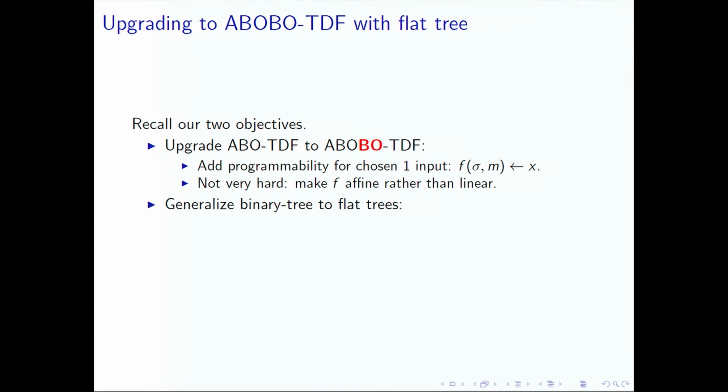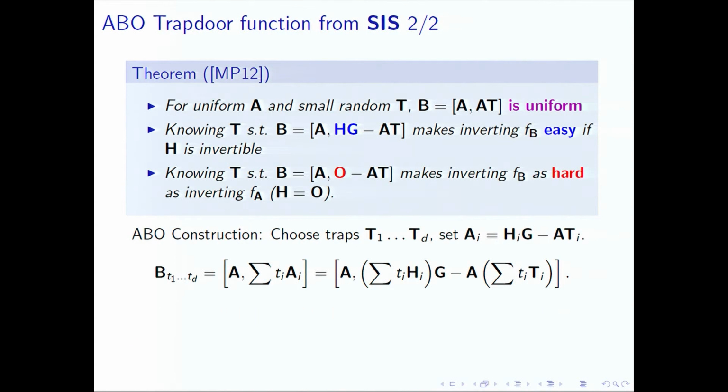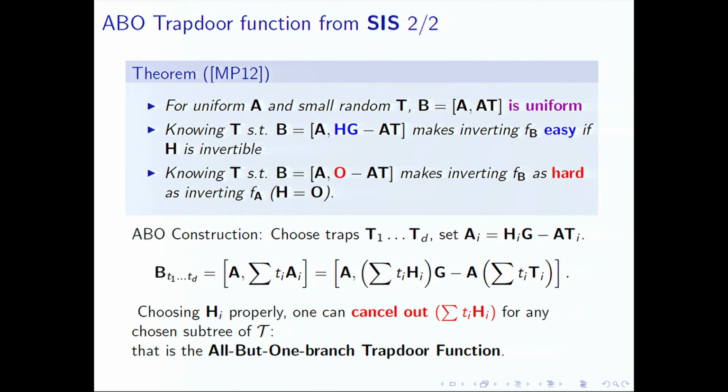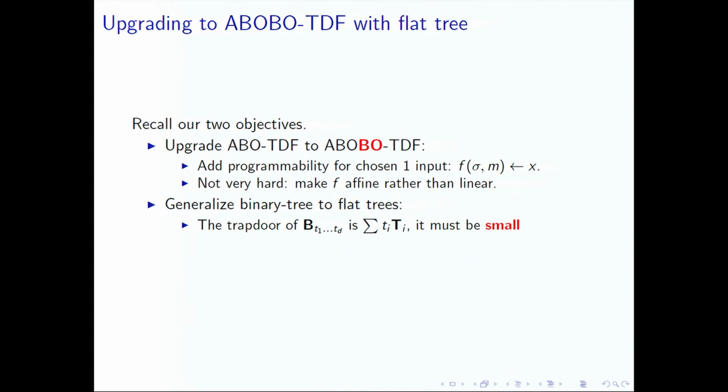The challenge is to actually generalize binary tree to flat tree. Why? Well, when you look at the previous slide, the trapdoor here was the sum of the TI, with coefficients. And this needs to be small, because with lattices, trapdoors are small matrices. So even if the big TIs are small, we still need this sum to be small.